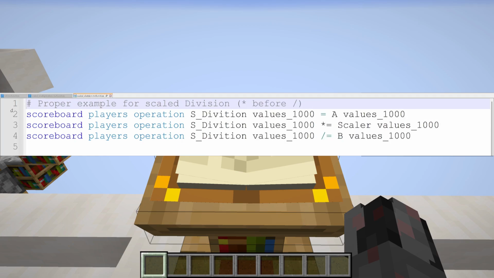With that, let's have a quick look at the scaled division. Same idea as before. And again, first multiplication before division for the same reason as before. Again, just copying a. Then I'm multiplying, this time with the scalar. And then I'm dividing by b. So again, I'm first multiplying and then dividing.